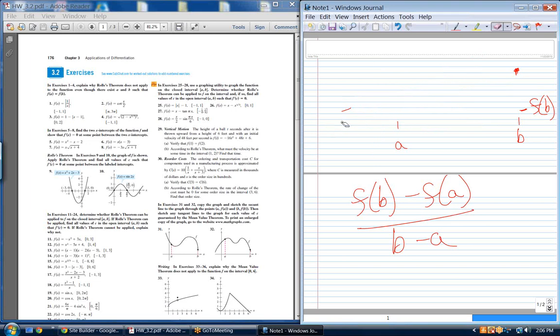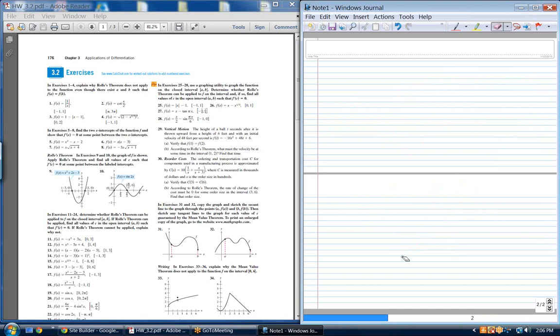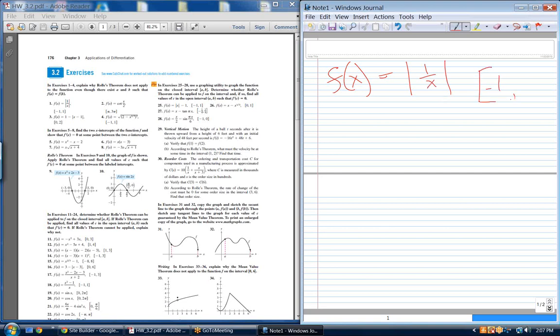Okay? Now let's go through some of these problems. Do you want to just start with one and go forth? Yes, that's always the best. Explain why Rolle's theorem does not apply to this function, even though there exists an A and a B such that f of A is equal to f of B. Well, this first one, the function is the absolute value of 1 over x on the closed interval minus 1 to 1.